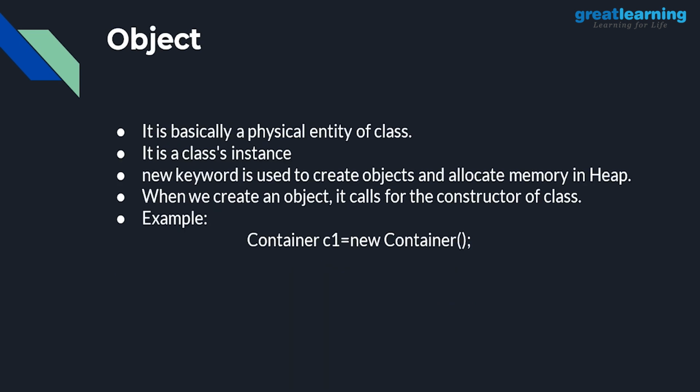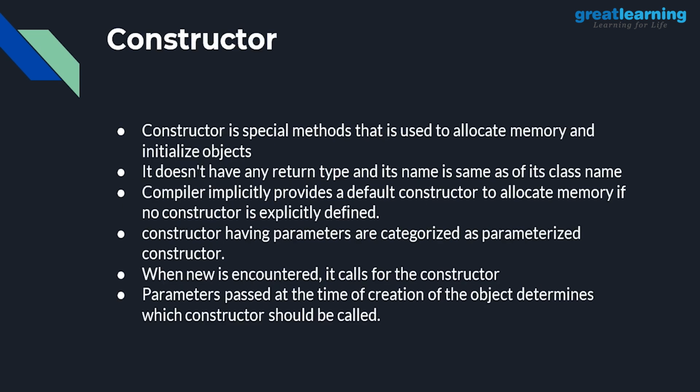We have seen in this example that whenever we use the new keyword, along with it we are using a constructor, so the constructor is called. Parameters passed at the time of creation of the objects determine which constructor should be called. For example, if in a program there are multiple constructors, how do we differentiate which constructor is to be called? It depends on the parameters. If we are passing int type of data, then this constructor will be called, and so on.